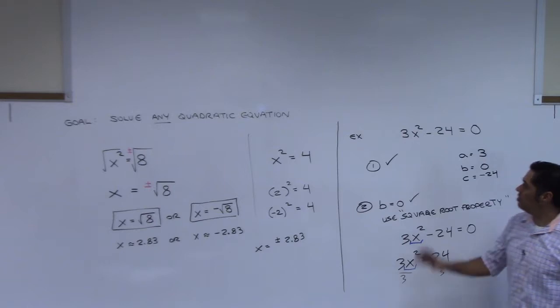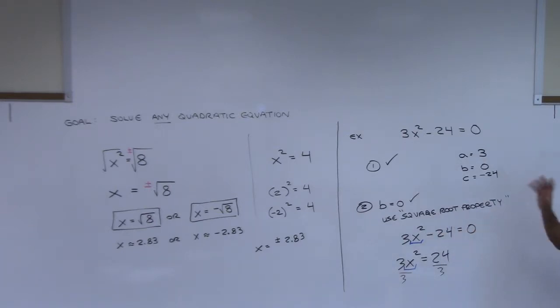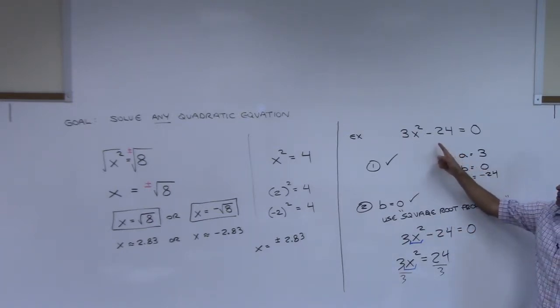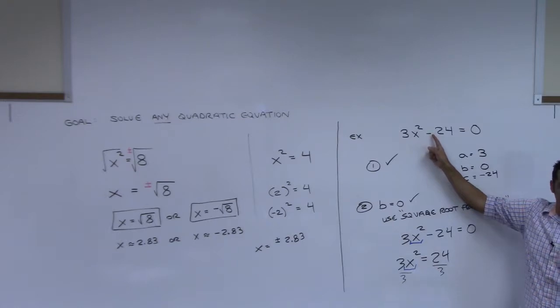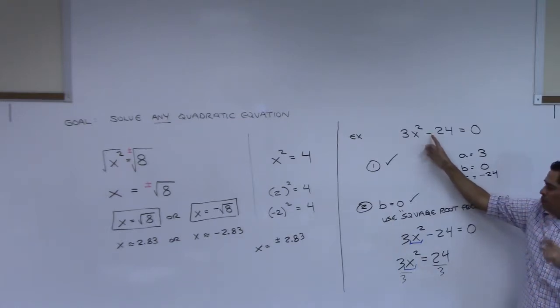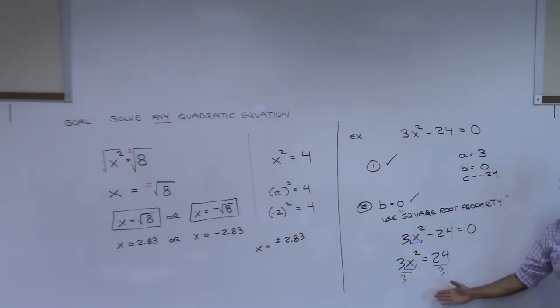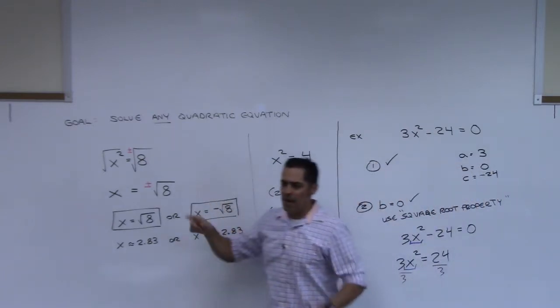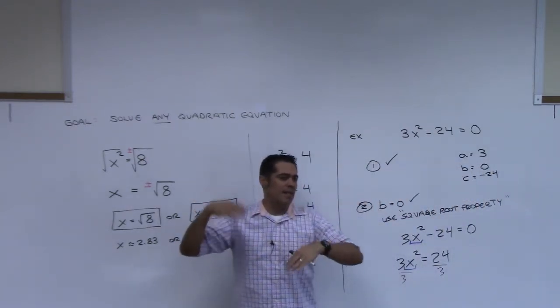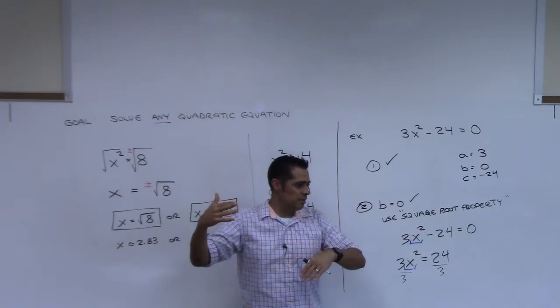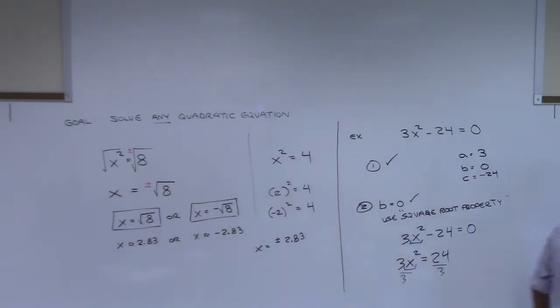Okay, so just to recap, we're trying to solve a quadratic equation, and we're missing the x term, right? The x term's missing. We solve it very much like a linear equation, except at the end we have to do square root on both sides, and that will create two different answers, all right? Questions on that? We'll do one more.